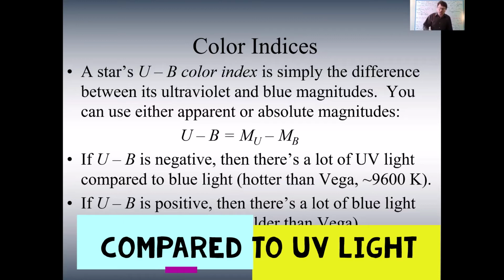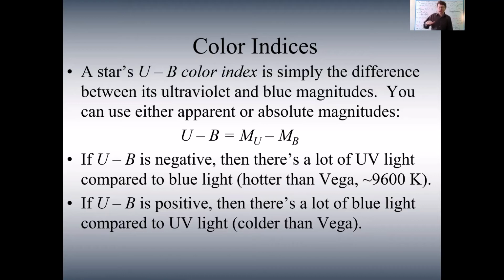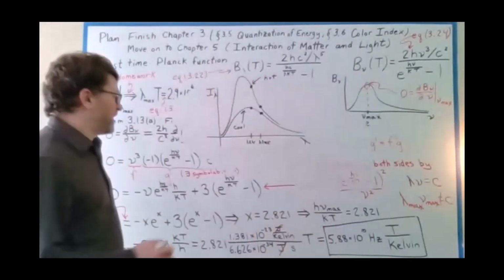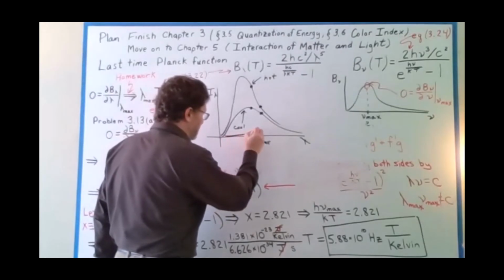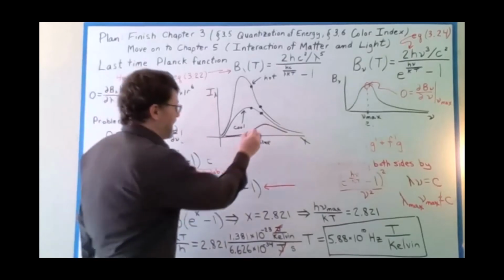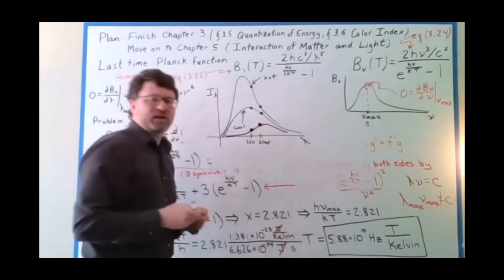Because remember, smaller magnitudes are brighter. So this would have to mean that B was smaller than U in order to make U minus B positive. And so if we think about drawing now a third curve on a diagram like this for a very cool star, it may be peaking off to the side here. And you see how the blue is actually brighter than the UV.